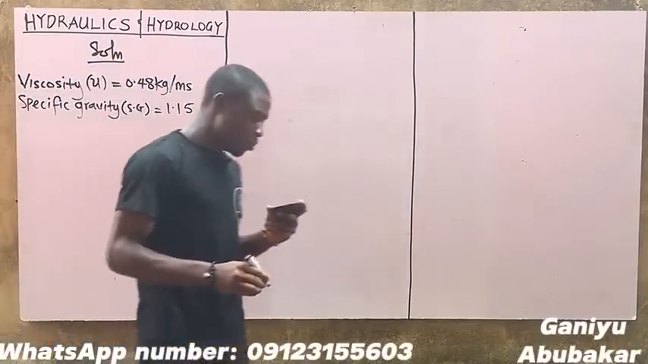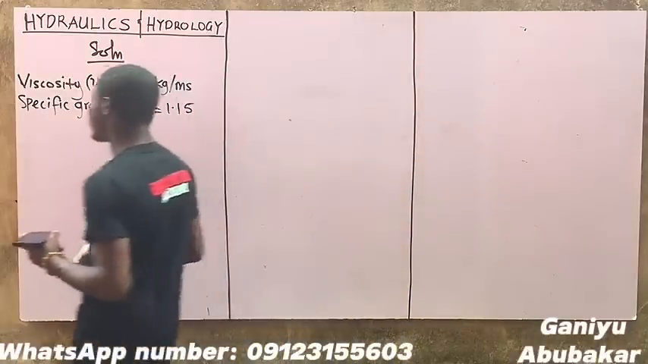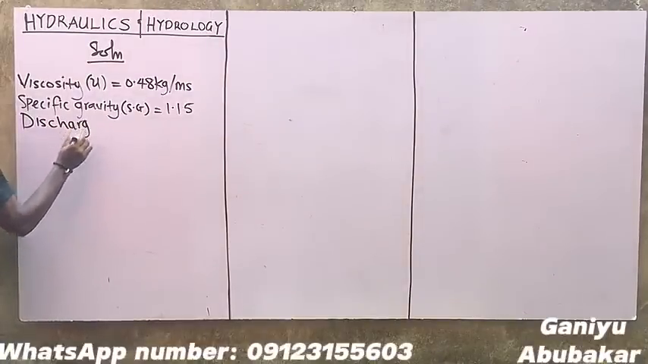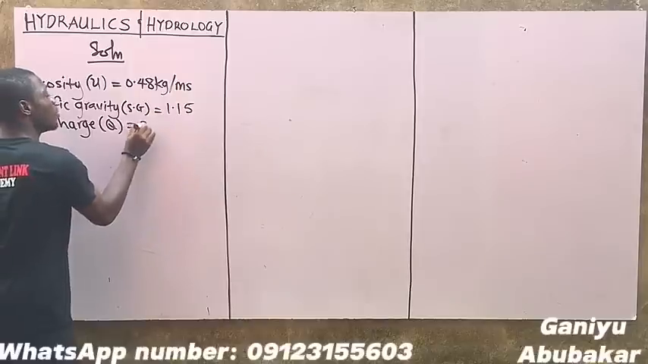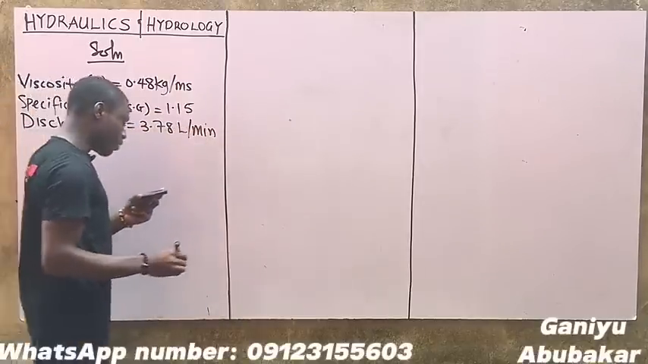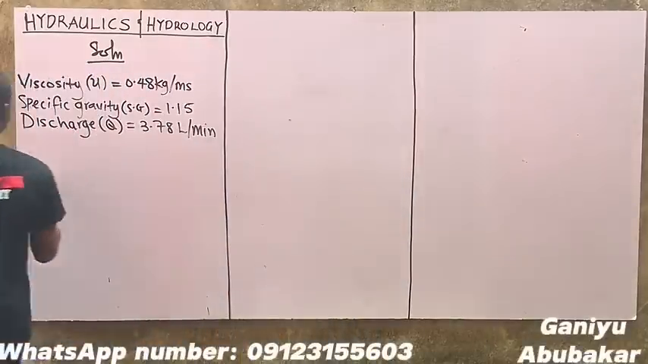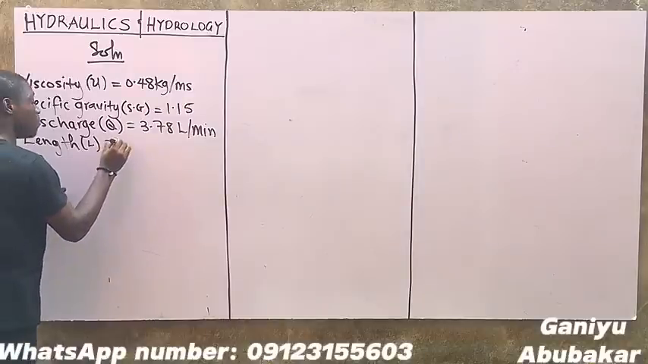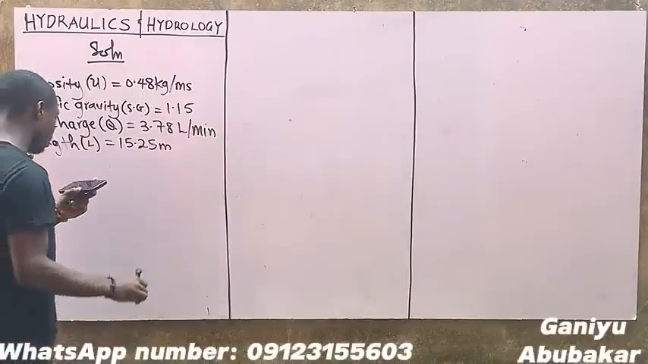Next, this fluid is to be pumped at a rate of 3.78. That rate is called discharge. That's Q, equal to 3.78 liters per minute. Next, through 15.25 meters. That's the length L, which is 15.25 meters.